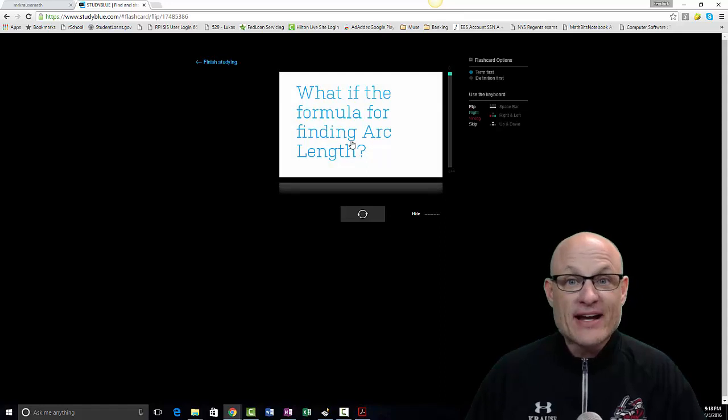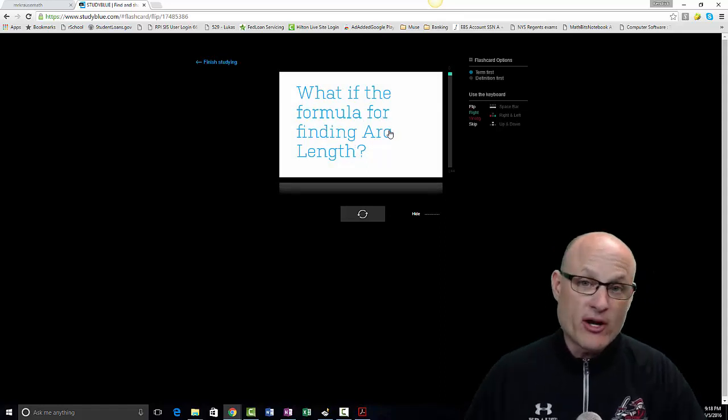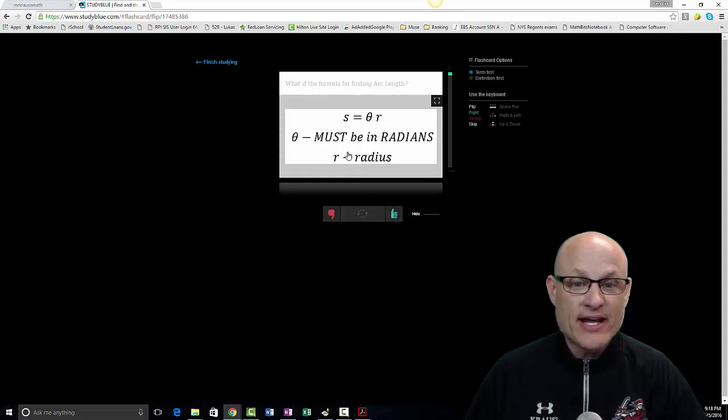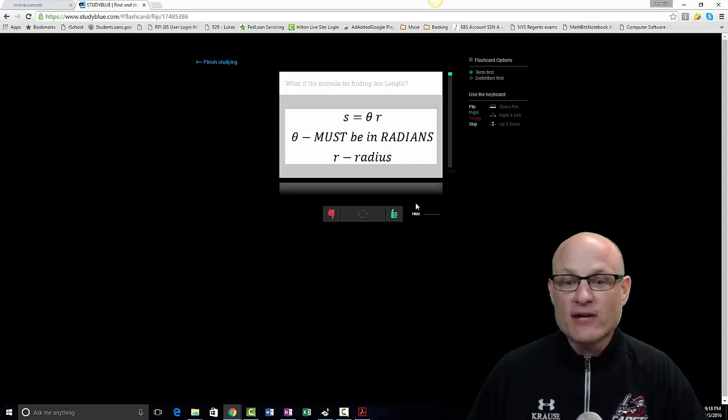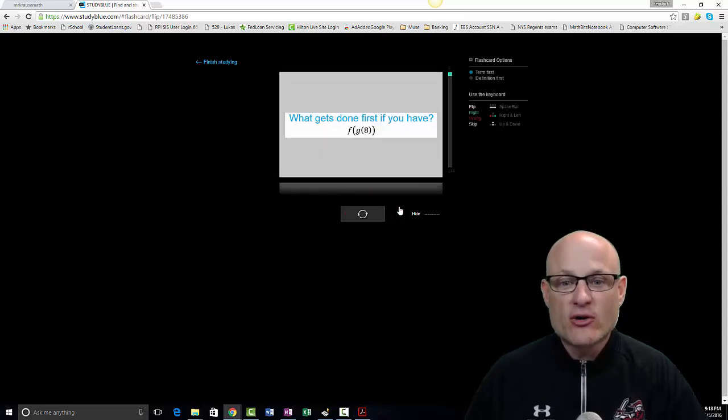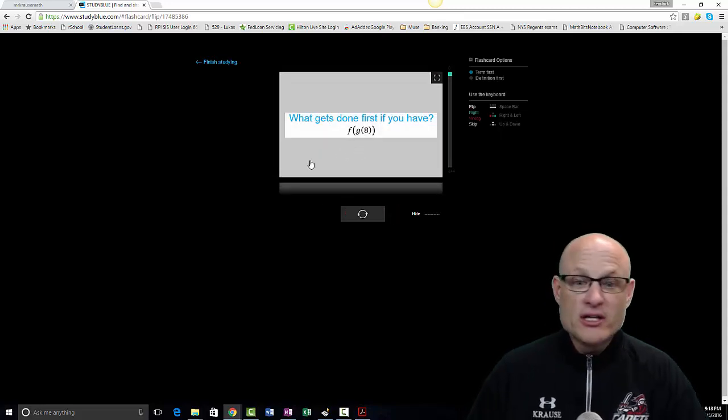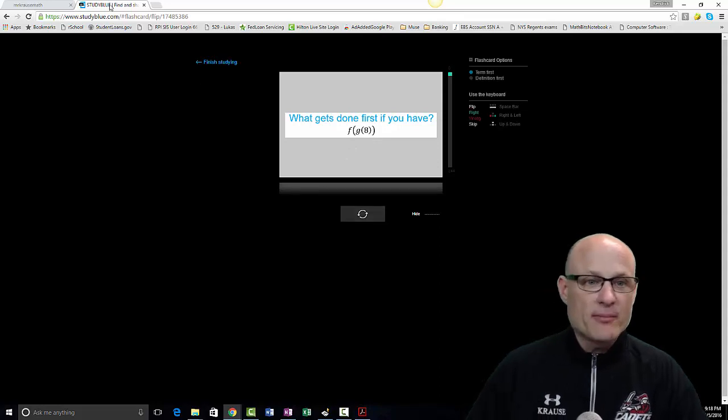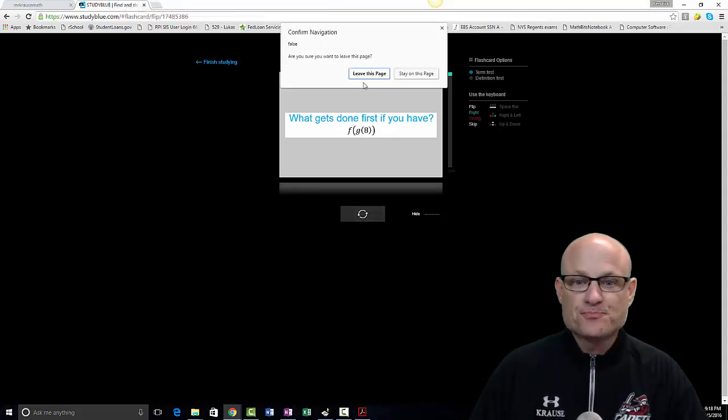What's the formula for finding arc length? More importantly, can you tell me what all the pieces mean? It's S equals theta r, but theta has to be in radians, and r is the radius. Simple stuff. If you know this stuff, just click the green arrow and keep going. If you don't, hit the red thumb and say, hey, I've got to review.